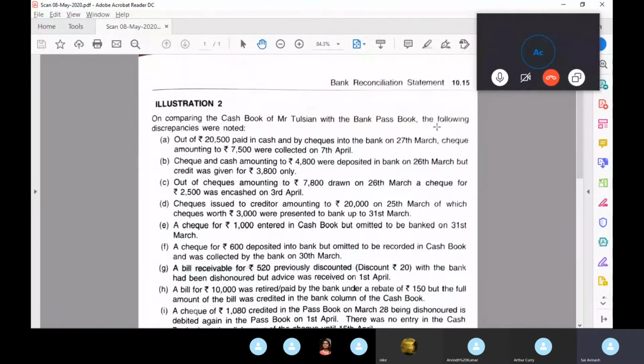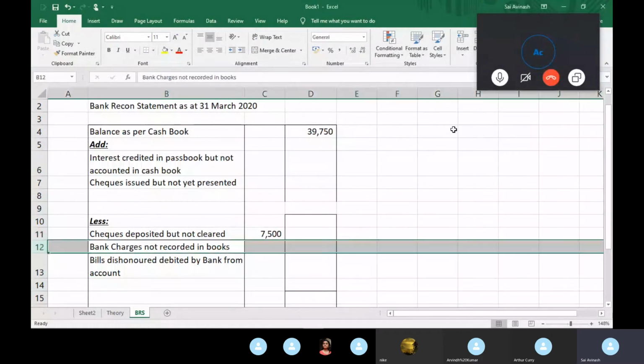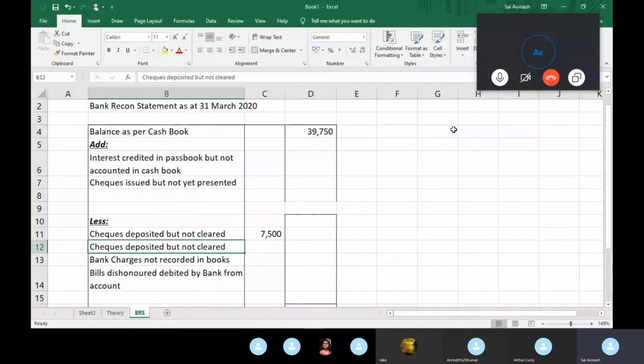So let's not go into why, but as of now, we know that my cash book is higher by 1,000 rupees. My bank has not recognized that extra 1,000. So my cash book will have to reduce to explain the difference. So let's call it checks deposited but not cleared. Let's call it number 2, right? And that's 1,000, right?